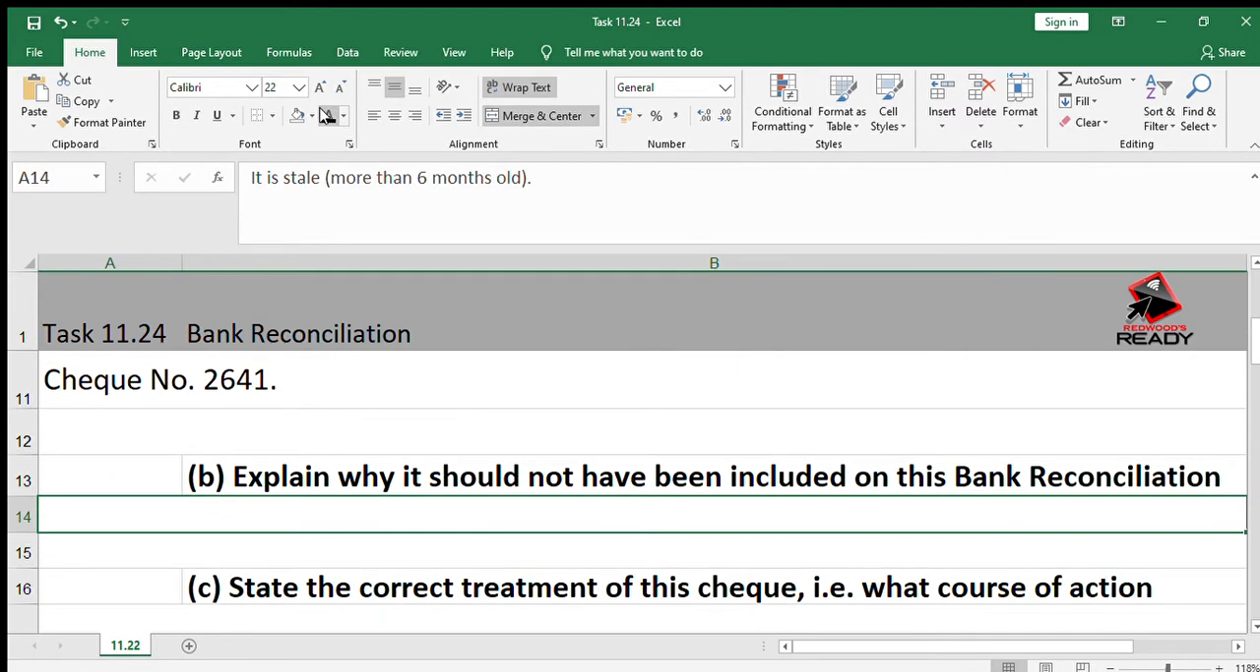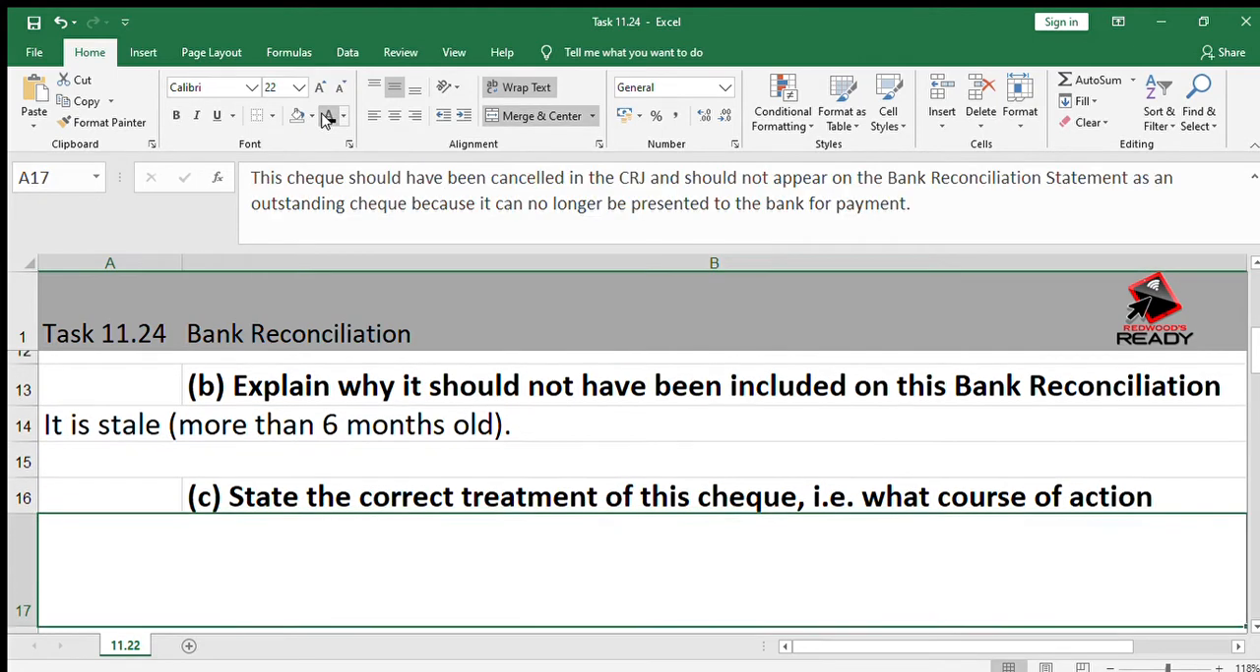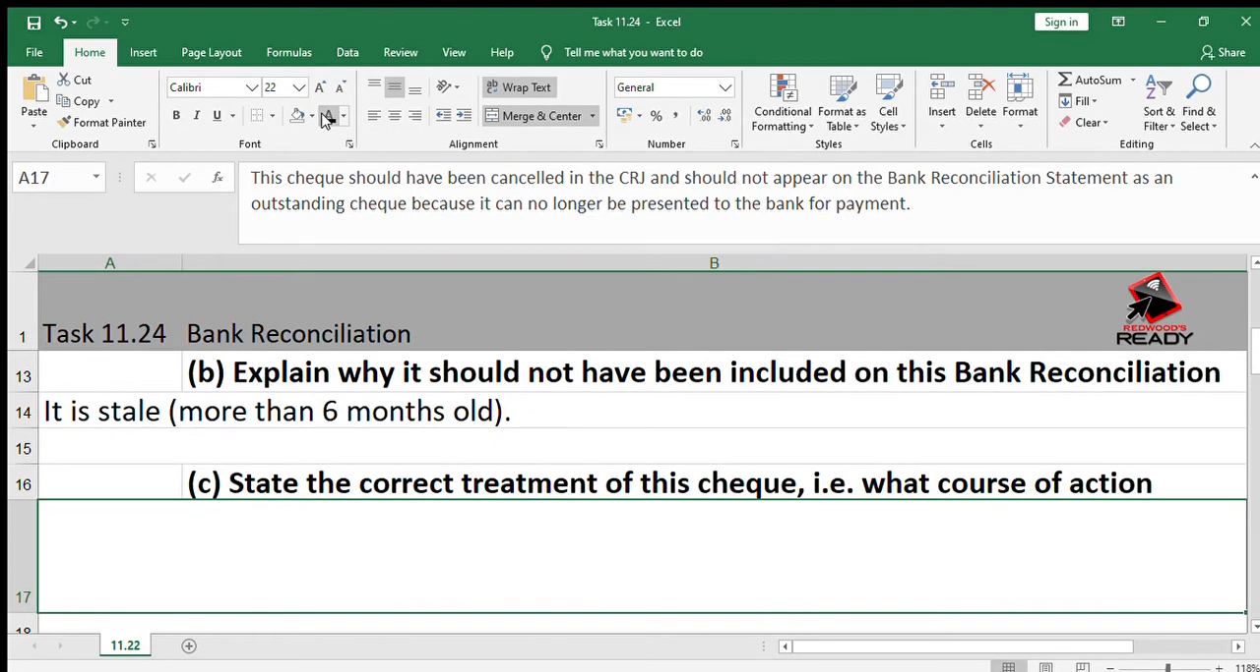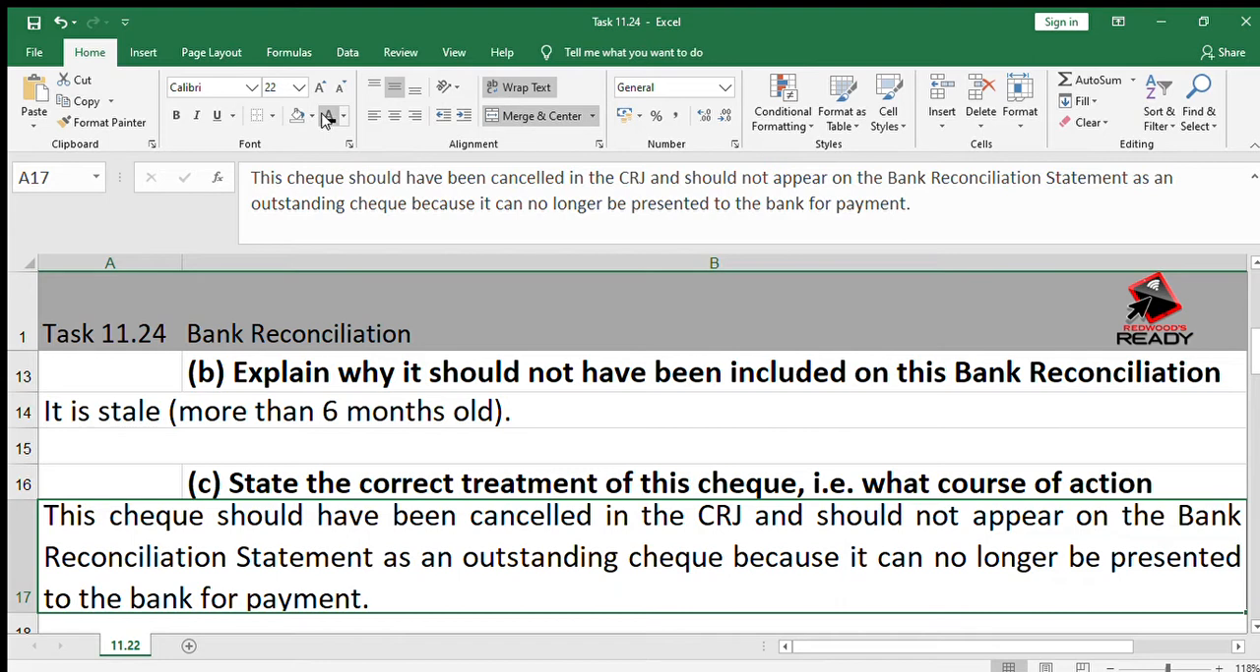Explain why it should not have been included on this bank reconciliation. It is stale, it is more than 6 months old, so it needs to be cancelled. So when we treat this check with the correct treatment, the check should have been cancelled in the CRJ and should not appear on the bank reconciliation statement as an outstanding check because it can no longer be presented to the bank for payment.